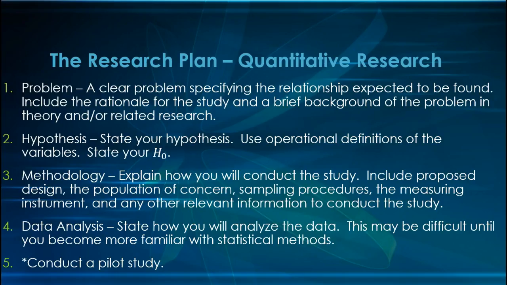Okay, so from here, this is the research plan, and this is if you're going to be doing a quantitative study. So first of all, you state the problem. It needs to be a clear problem, specifying the relationship expected to be found, include the rationale for the study, and a brief background of the problem in theory or related research. You'll see this as part of your literature review. Hypothesis, you will state your hypothesis, and we talked about using operational definitions of the variables to make sure that you are able to define and measure each of the variables. And from there, don't forget to state your null hypothesis.